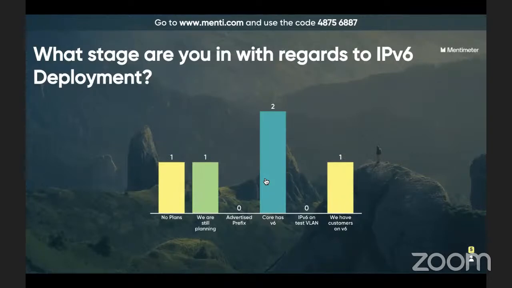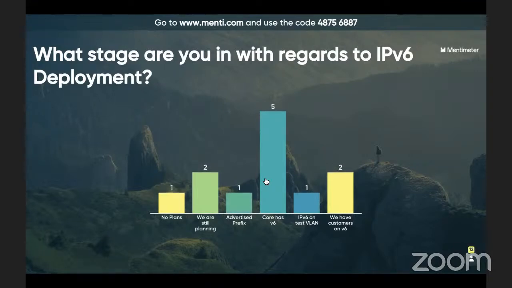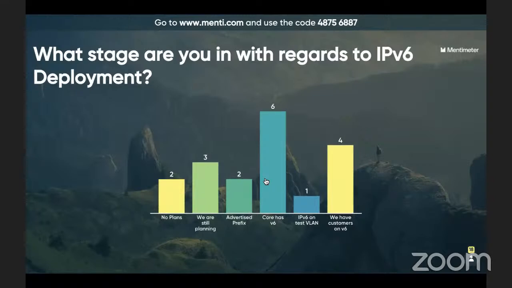Last time I did this, there was a close tie between no plans. Last time I think I had 10 guys who had no plans and 10 guys who had advertised their IPv6 prefix. So hopefully today I'm going to see much improved stats. So what stage are you in with regards to your IPv6 deployment? Do you have no plans? Are you still in the planning phase? Have you advertised your prefix? Have you gone ahead and enabled V6 in your core? Do you have V6 on a test VLAN, or do you have customers on V6?